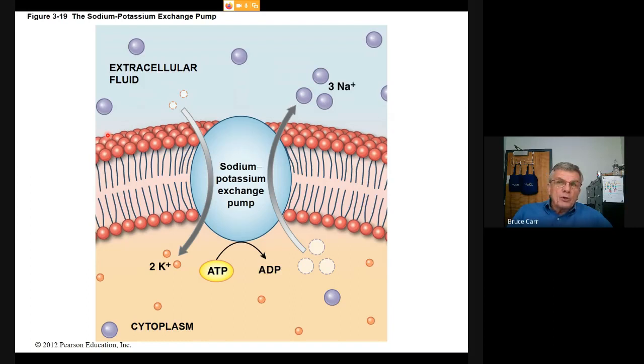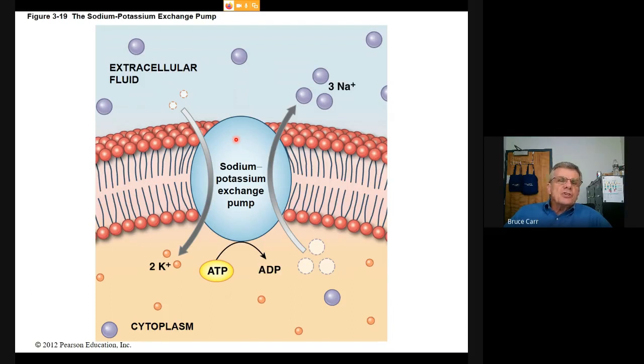A third example of transport: we had diffusion, we've had facilitated diffusion. Neither of those require energy. But here's one that does, called an active transport mechanism. Anytime you see active transport or you see pump, that means it's going to use a fuel, and the fuel is ATP. The sodium-potassium pump is a big protein that is in multiple copies in every one of our membranes. Every single cell has it.